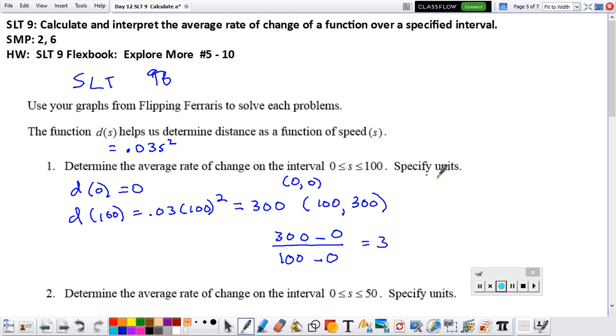Specify units, that's our standard of math practice that we're working with today, number 6. So everybody flip back to Flipping Ferraris and check the units. How are we measuring distance? We're measuring it in feet, which makes a lot of sense. And how are we measuring speed? Miles per hour. Okay, and this is pretty much how we are going to go through the rest of SLT 9B. So go ahead and with your group, finish SLT 9B. I'll put the answers up in a minute. Actually, no, I won't. Sorry.